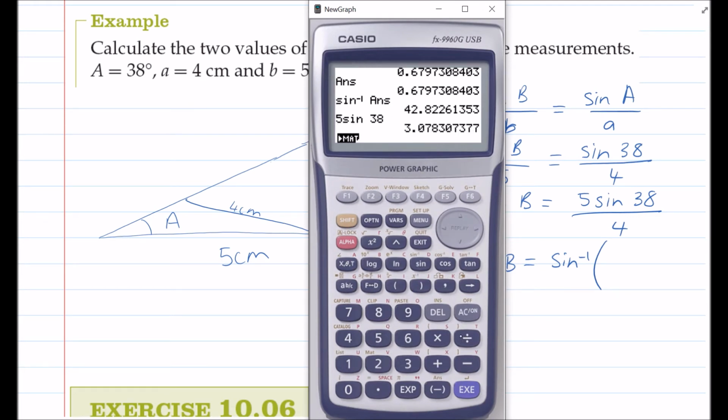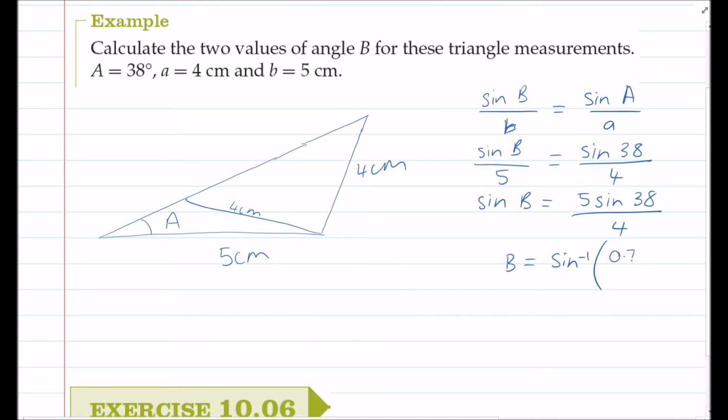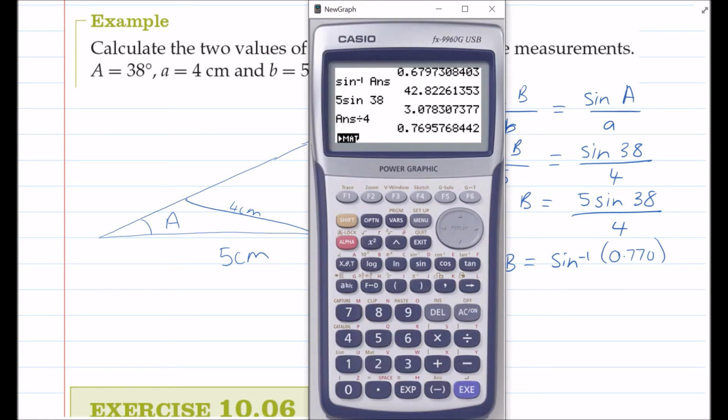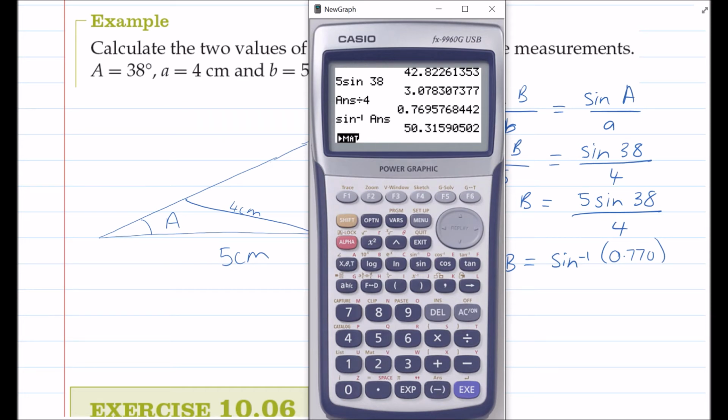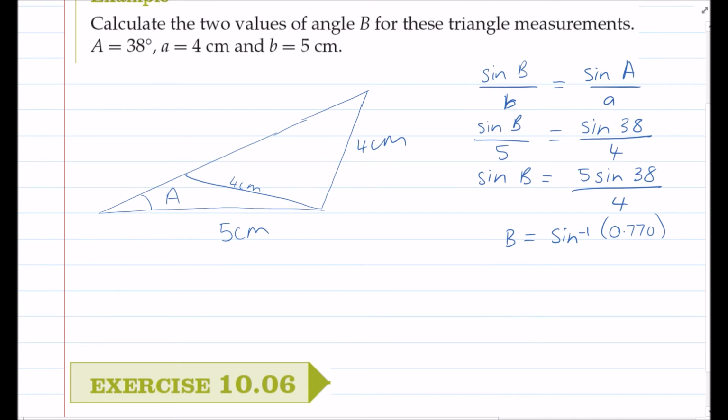So 5 sine 38 divided by 4 gives 0.770. Okay, so just remember that when we work out sine inverse, we're going to use the answer key. So shift sine inverse of answer key, and that gives us 50.3 degrees. So B equals 50.3 degrees.